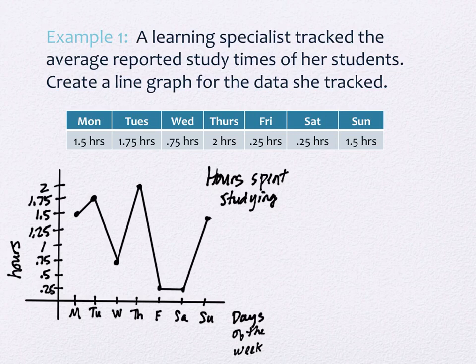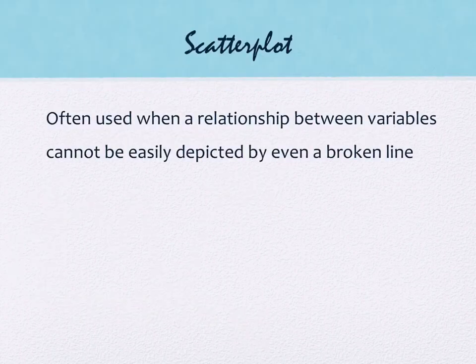Okay, people usually like line graphs. They're very comfortable. The next one's a little trickier. The next one's a scatter plot. And interconnected with scatter plot is something called a trend line. So scatter plot is often used when a relationship between variables cannot be easily depicted even by a broken line. You usually tend to have a lot more data.